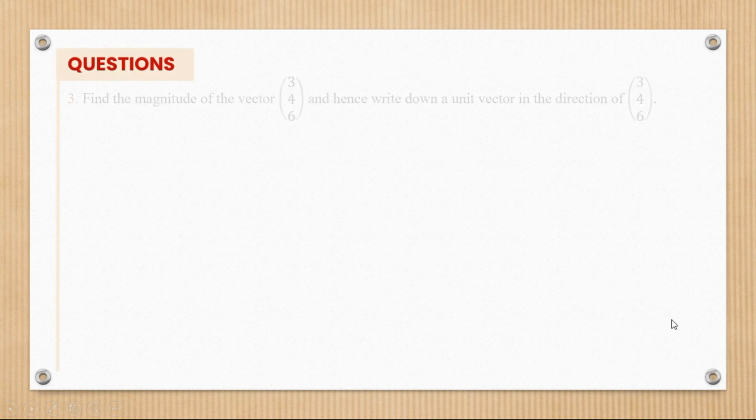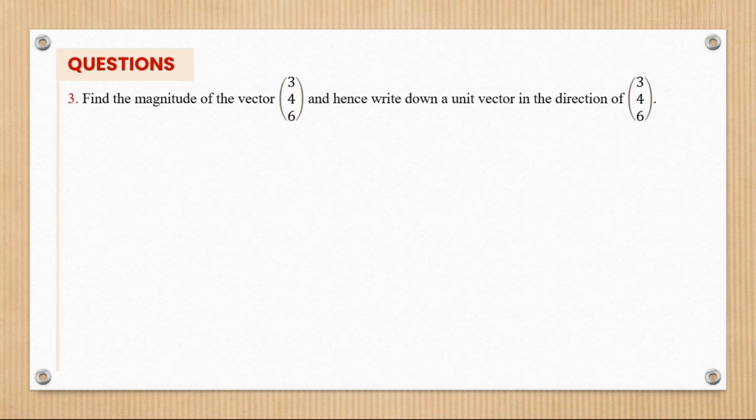Alright, so let's continue. Moving on to question 3, we're being told to find the magnitude of the vector (3, 4, 6). The vector has been given in column form, and hence write down a unit vector in the direction of (3, 4, 6). So how do we do this? We're going to let that vector be M, and therefore the magnitude of M is equal to the square root of 3 squared plus 4 squared plus 6 squared, which is going to be equal to root of 61.